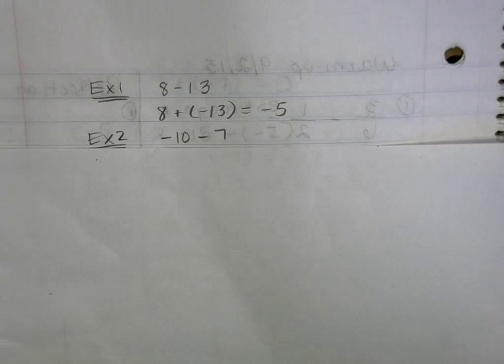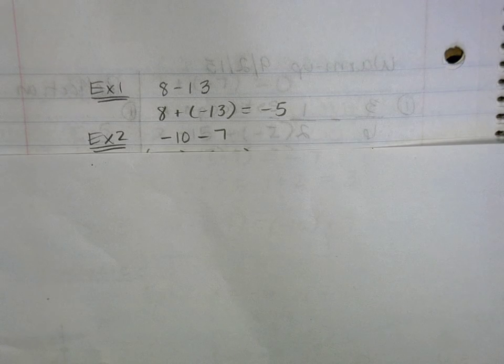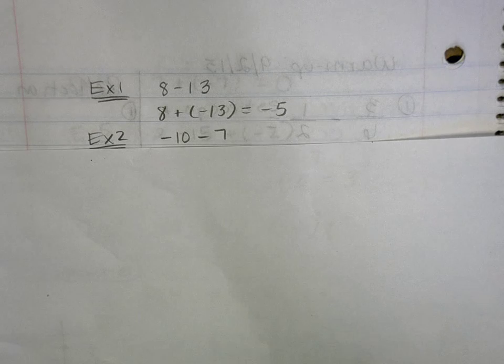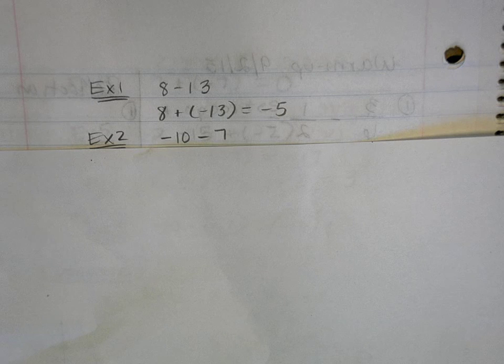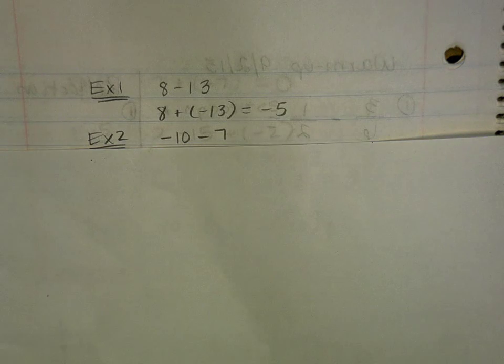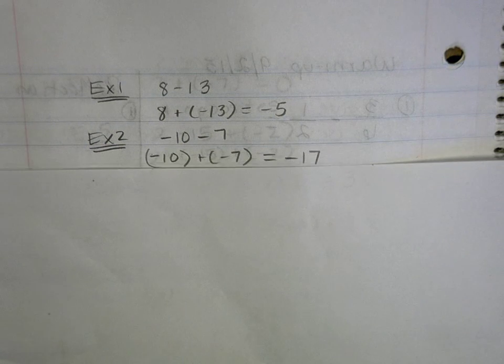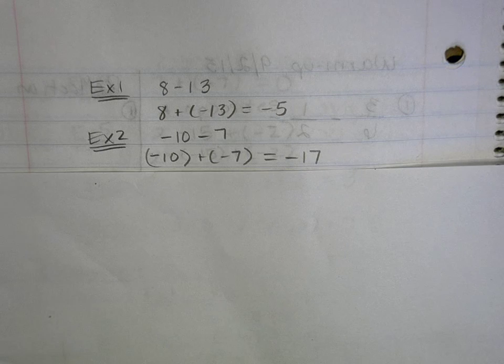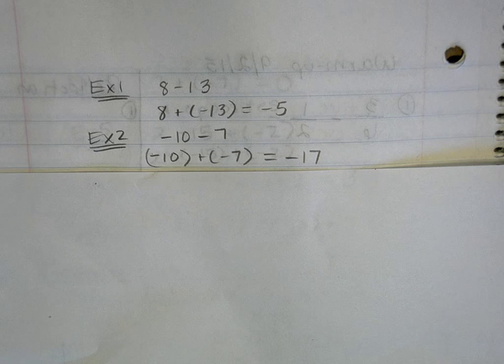Example 2, this is the one that seems to confuse people more. A lot of people write -3 right there, but it's not -3, is it? Does anyone know the answer? What do you think it is? -17, you're right. So we're taking the two negatives, we're adding them together, so now I have in parentheses -10 plus -7 equals -17.